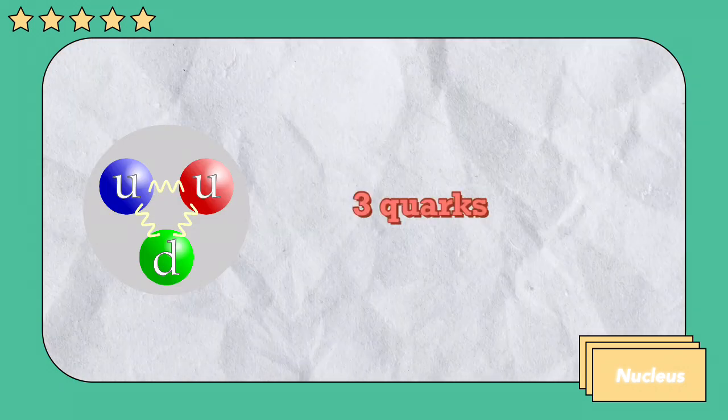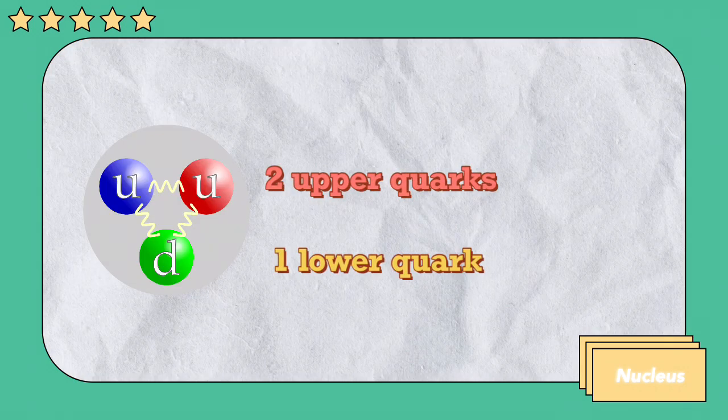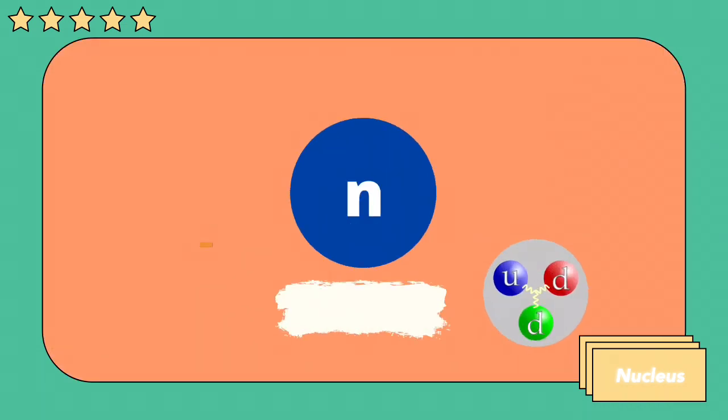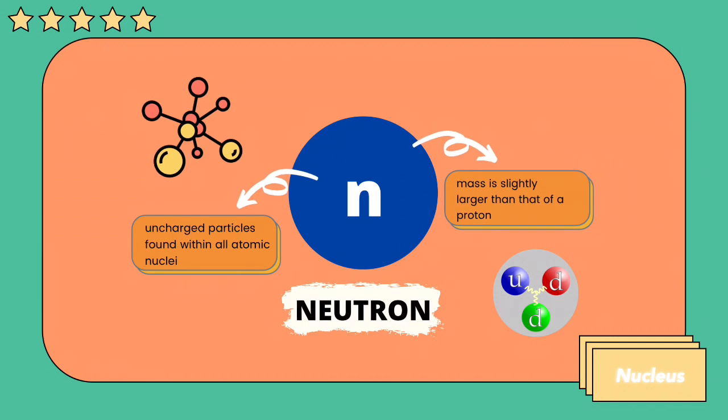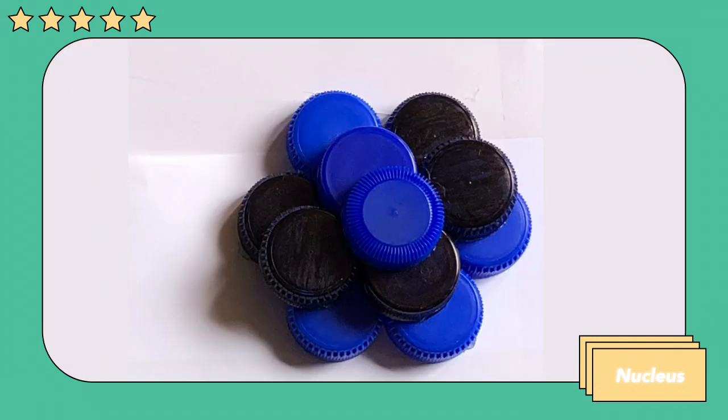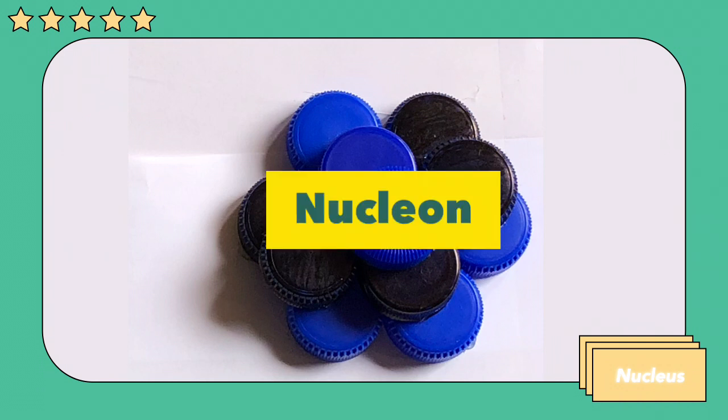Protons consist of 3 quarks, 2 up quarks and 1 down quark, which are held together by gluons. Unlike protons and electrons, neutrons are uncharged particles that are found within all atomic nuclei, except for hydrogen. A neutron's mass is slightly larger than that of a proton. Like protons, neutrons are also made of up and down quarks. Since neutrons are found in the nucleus of atoms together with protons, protons and neutrons are collectively termed nucleons.